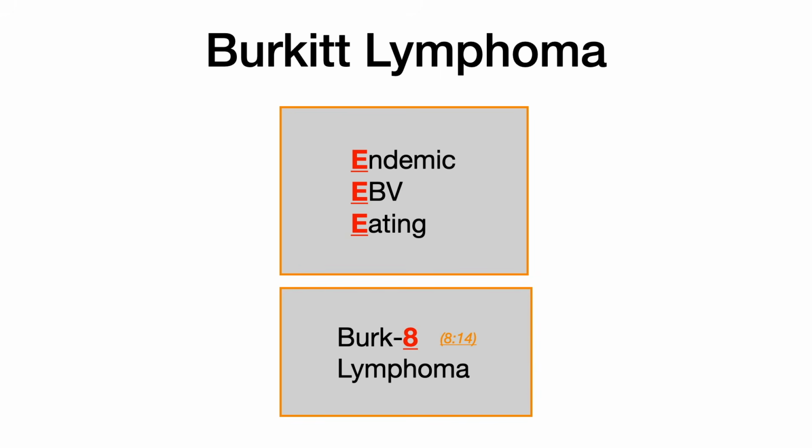And then lastly, you can remember the E's with Burkitt lymphoma. E for endemic, E associated with EBV, and E for eating, which reminds me of that facial involvement. E, endemic, EBV, eating. The most important thing from this slide, again, though, is Burkitt lymphoma, 8;14 translocation.